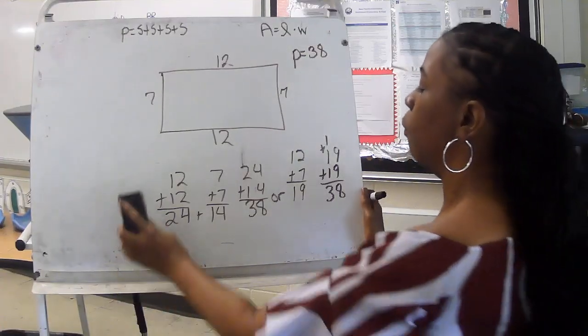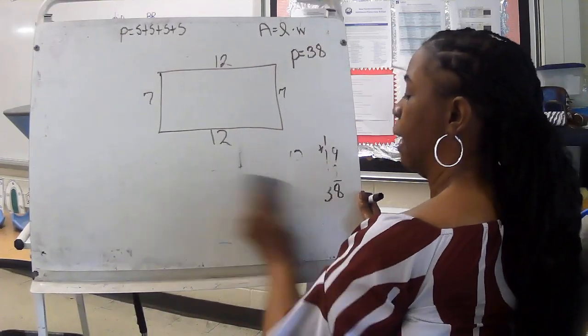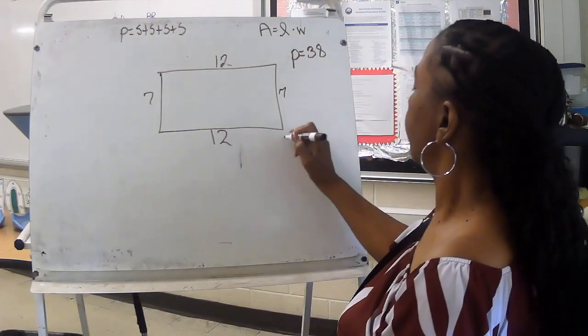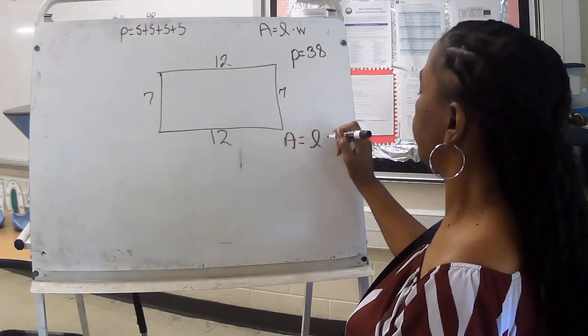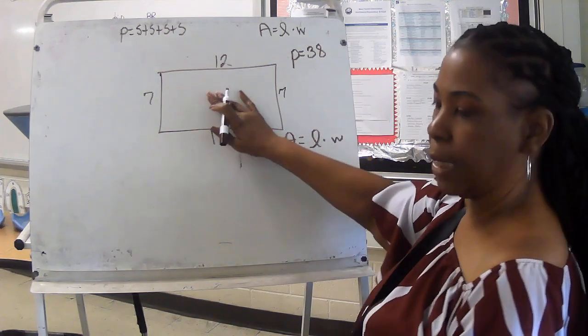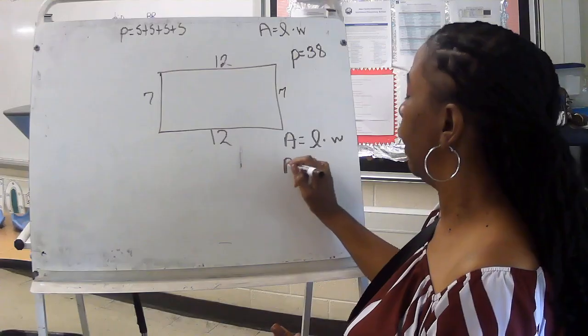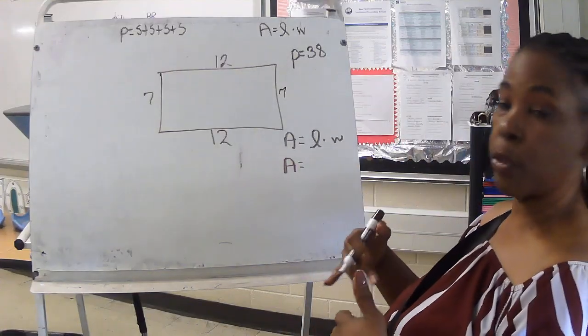Okay? Now we're looking for area. Area is length times width. That's a long side times a short side. Okay? So let me do my formula. Area goes on the inside. We don't know what the area is. That's what we're finding. So we're going to keep with our A because that's what's unknown so far.